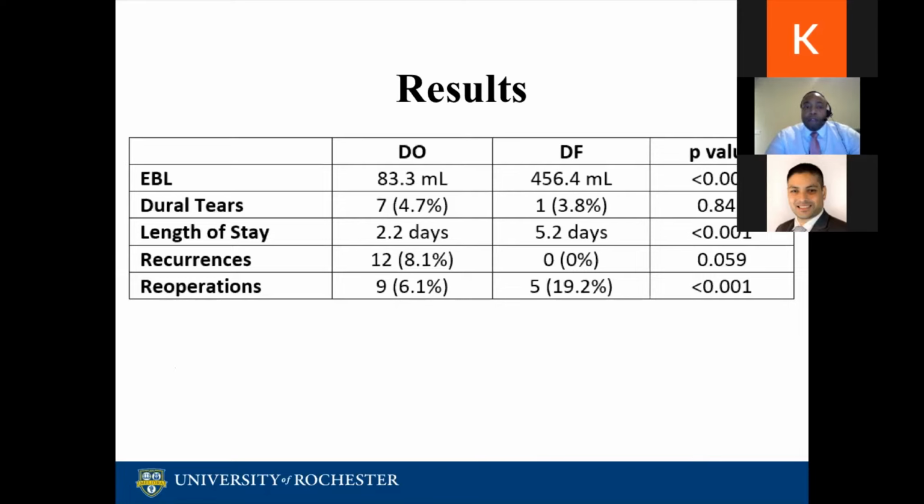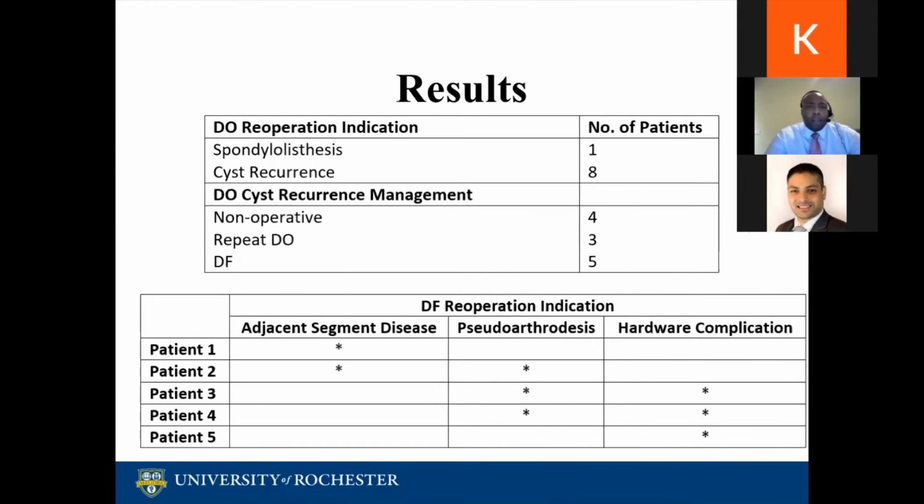The dural tear rate was not significantly different between the groups, and although there were more recurrences in the decompression-only group, this was not statistically significant. However, it did approach statistical significance, as you can see. In the decompression-only group, the reoperation indications included spondylolisthesis and cyst recurrence. Of the patients in this group that did have cyst recurrences, 4 were treated non-operatively, 3 were treated with redo decompressions, and 5 with decompression fusion procedures secondarily.